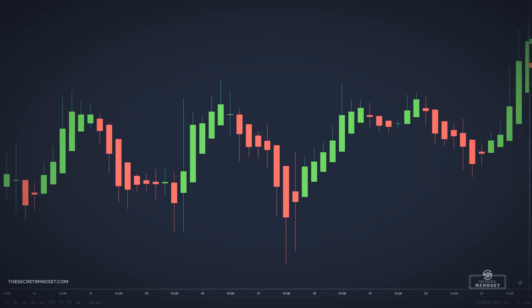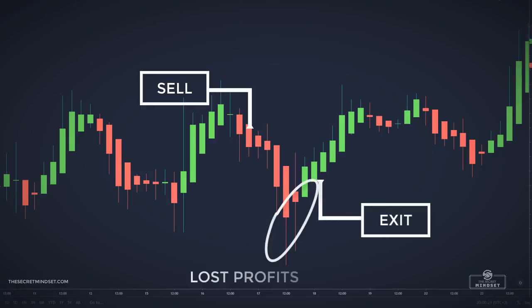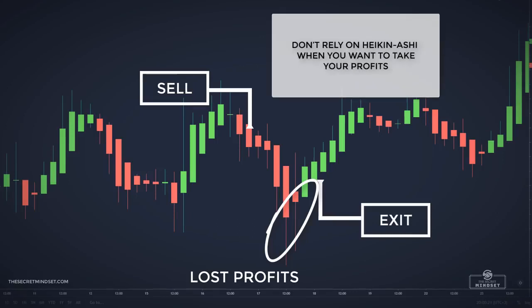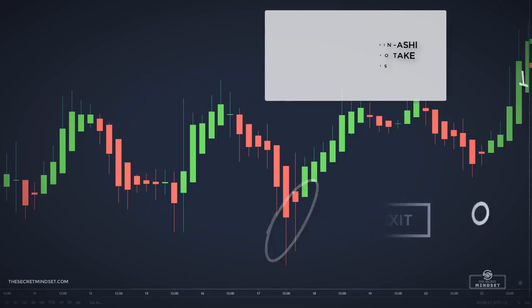This is why you will often see the market slowly destroying your profit, and later on you will understand that the trend has already changed. In other words, don't rely too much on Heikin Ashi when you want to take your profits.